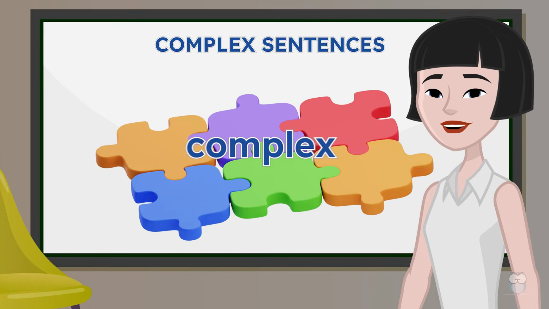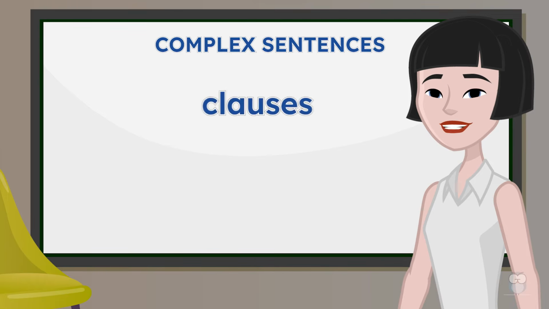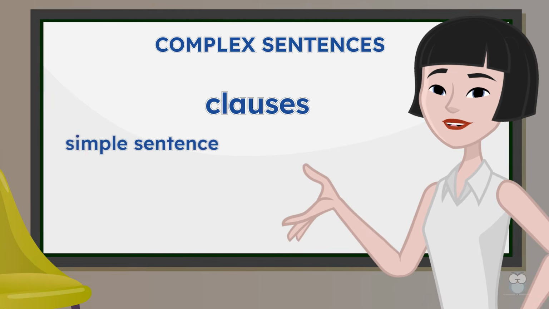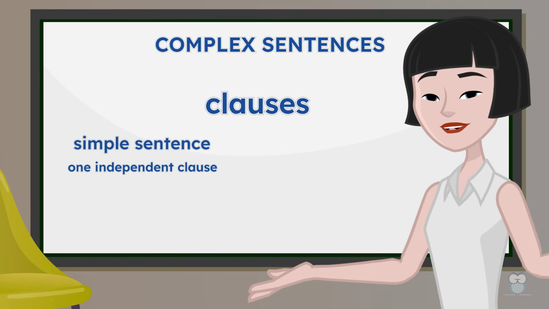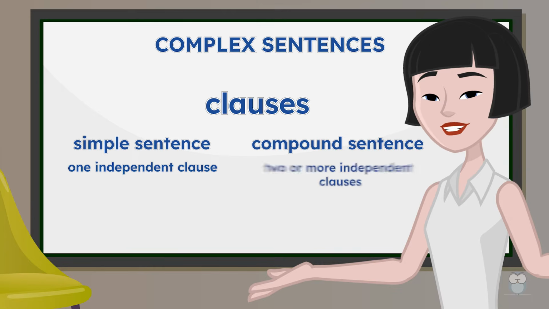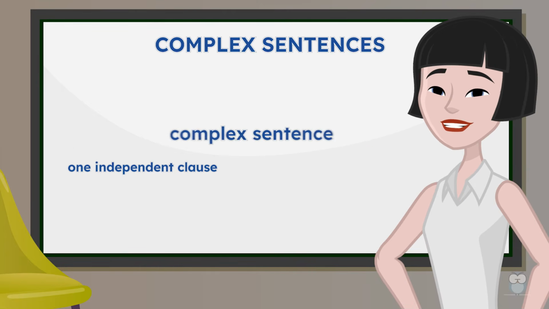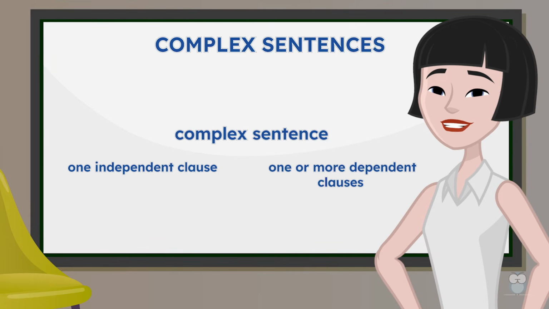Remember that we can think of sentences in terms of the types of clauses they contain. You know a simple sentence contains one independent clause, right? And you know a compound sentence contains two or more independent clauses, right? Well, a complex sentence contains an independent clause and one or more dependent clauses.